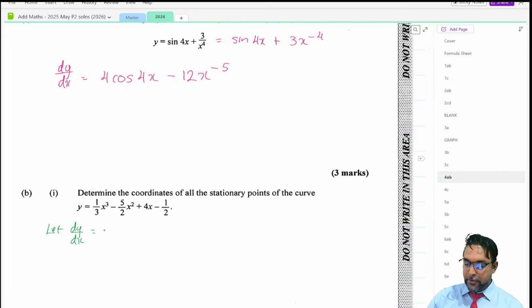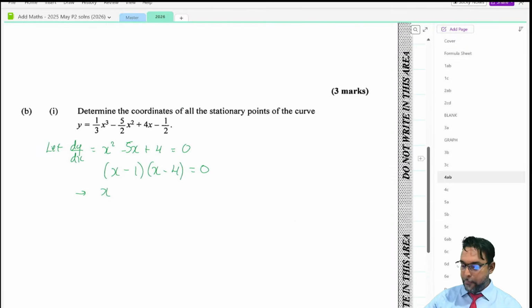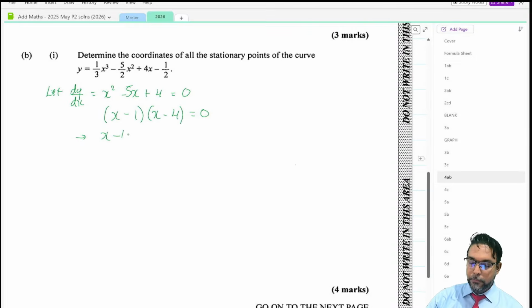This is 3 by that, okay, so we have x squared minus x plus 4. No, minus 5x. Wait, hold on. Let me see again.